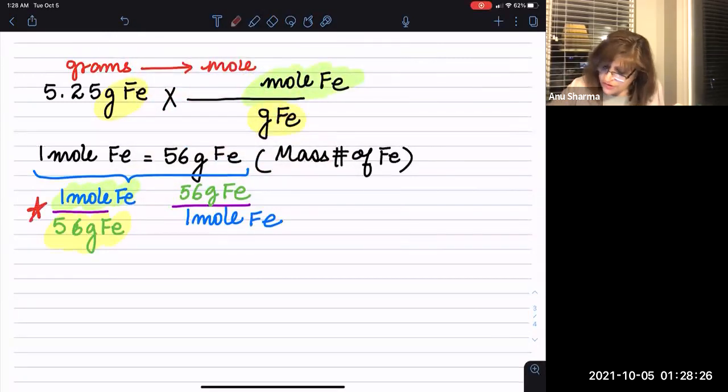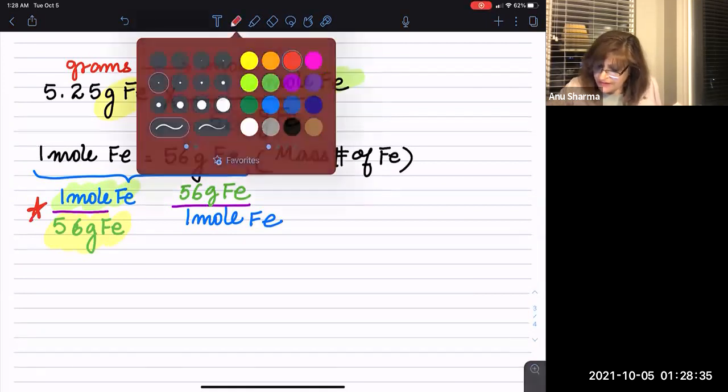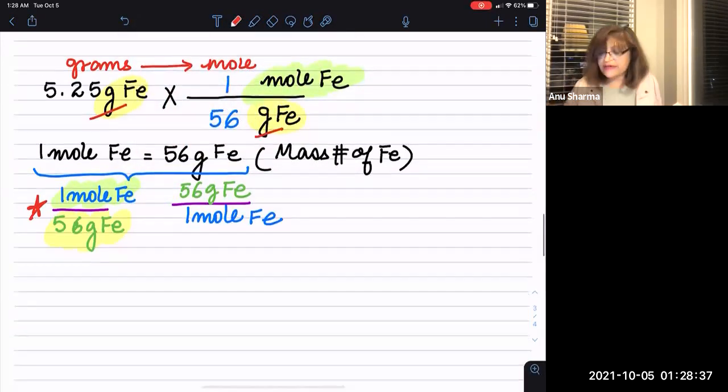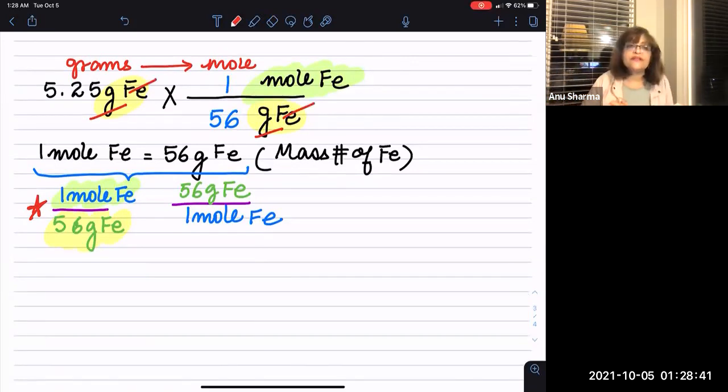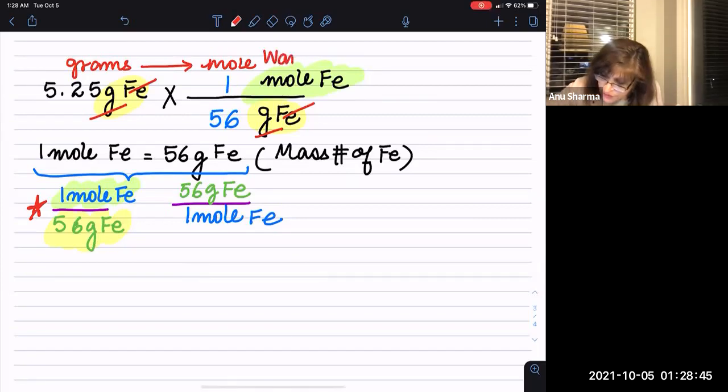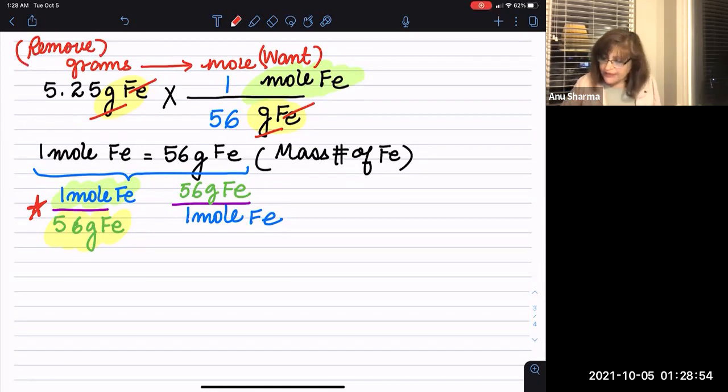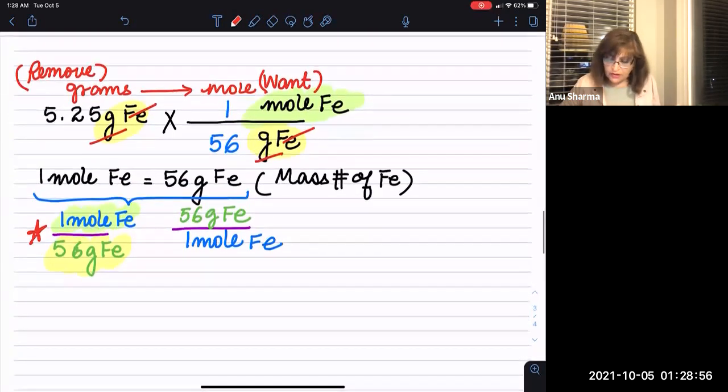Okay, so now just write down here that 56 grams is at the bottom and 1 mole is at the top. With that said, you see that the grams of iron and the grams of iron cancel out, and you are just left with the unit of moles. And that's what you want. You want the moles on the top. You want to cancel out the grams. So that's how we make the conversion factors.